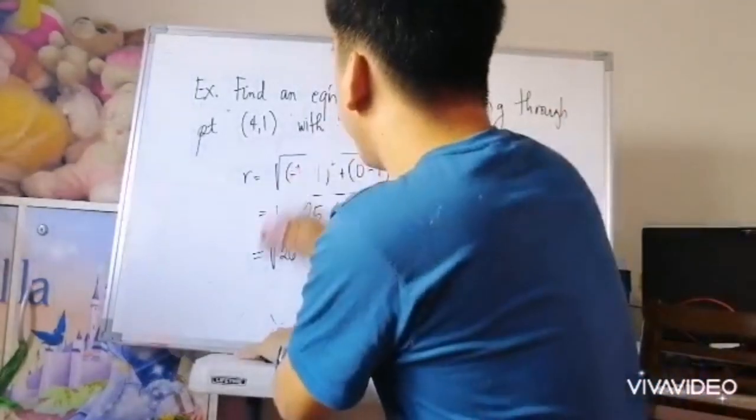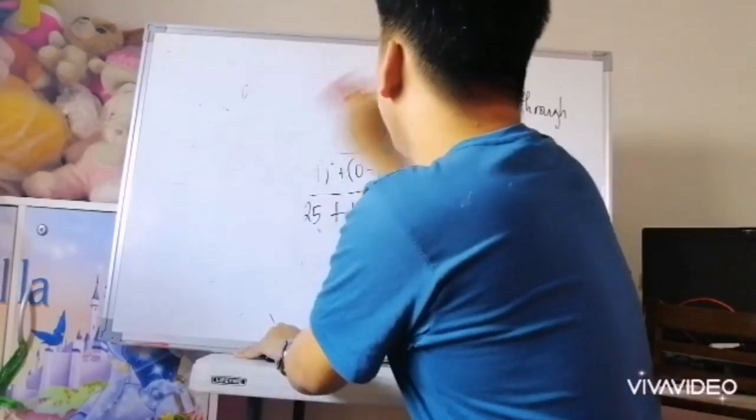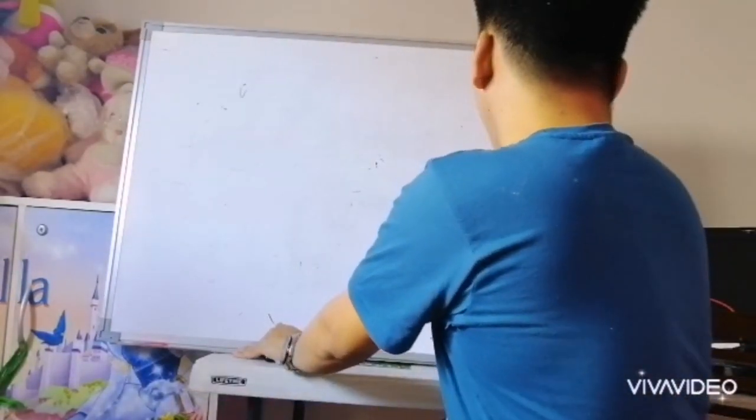Okay, let's consider another example of a circle here. I mean, another problem of a circle.